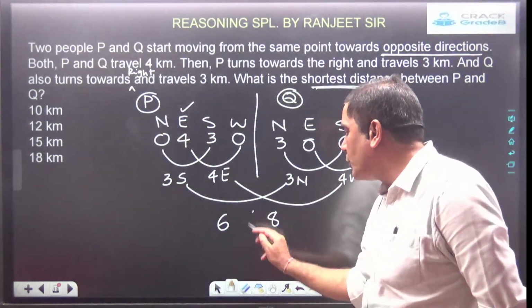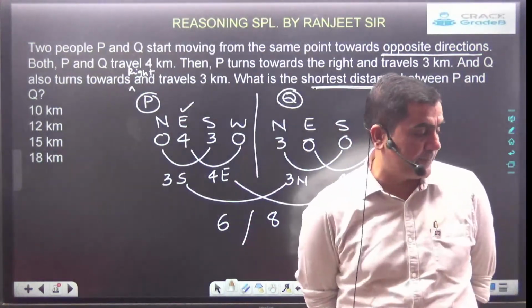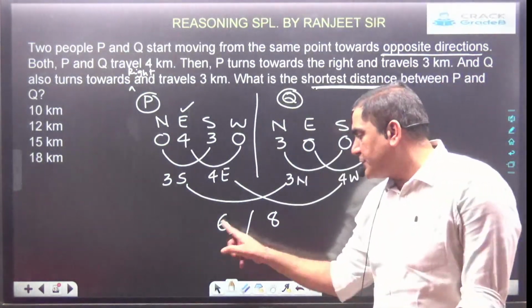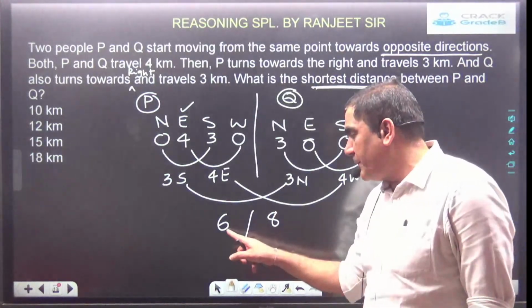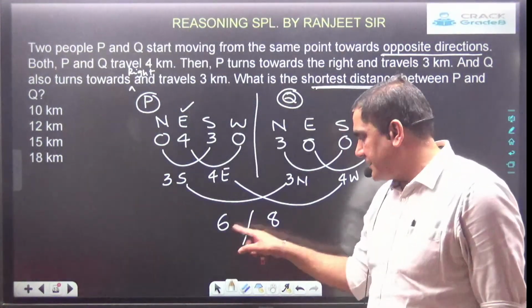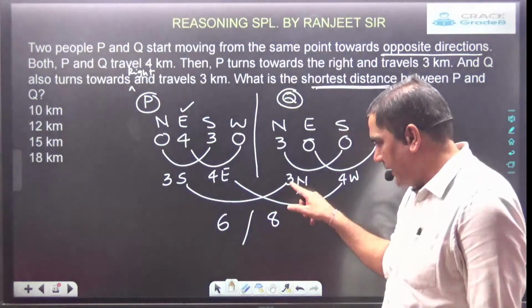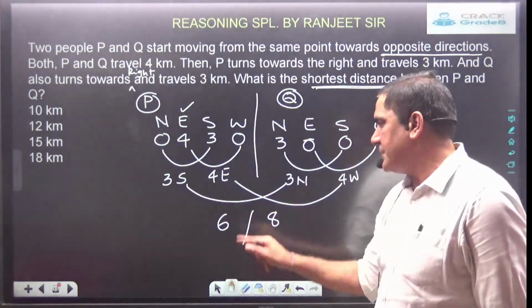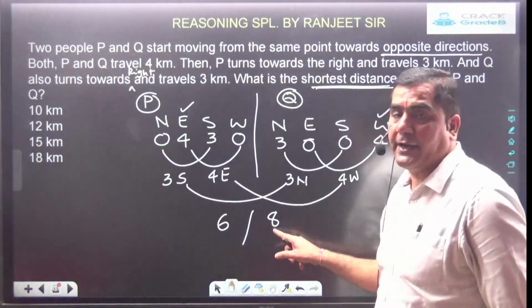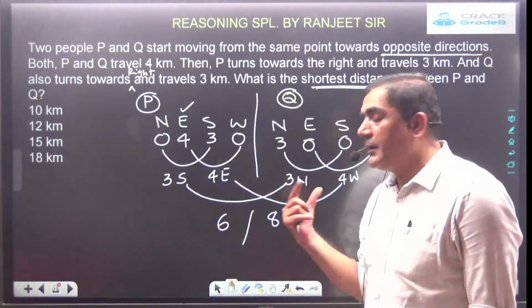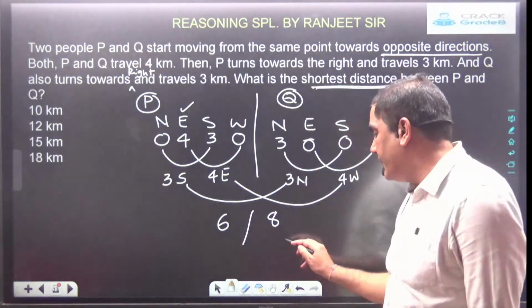Now here we got two numbers, 6 and 8. Then how to get the answer? If any of these two comes out to be 0, then the other should be the answer. But here we have got 6 and 8. After adding south and north, I got 6, and after adding these two, I got 8. So if both the numbers come, then the final answer will be what?